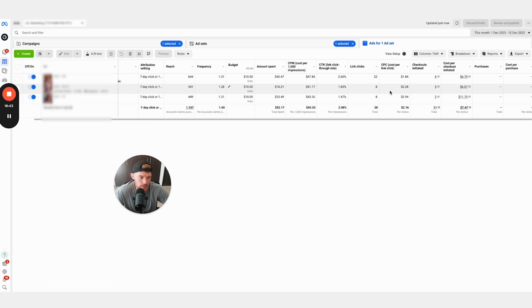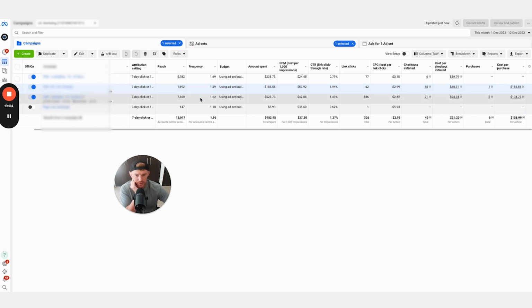I'm going to leave all of these on. All of the numbers are good right now, and no one's bought yet, so that's obviously not good. But yeah, look, all of these have spent less than $50. So if any of these get a sale over the next couple of days, then they're going to be profitable. So I'll just leave all of them on for now.